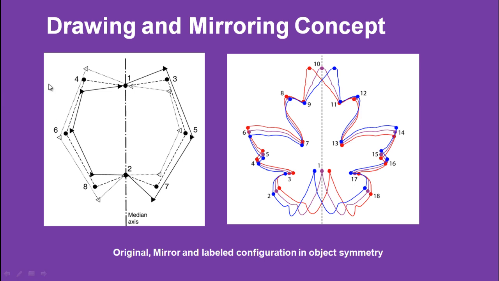If you look at this, you can see this one having 3 lines. The thicker one is called the original configuration. This particular tiny one is called the mirror configuration of the original one. And the third one is called the labeled one. So we have original, we have mirror, we have labeled.